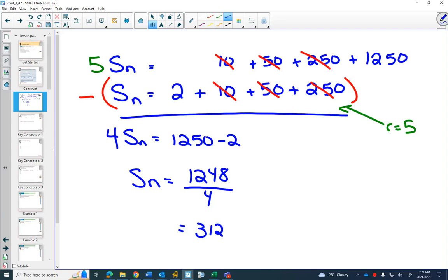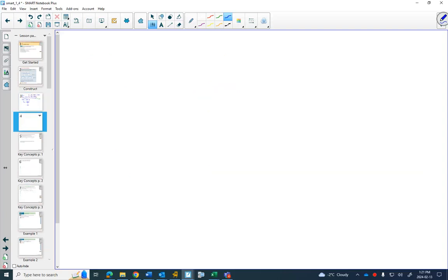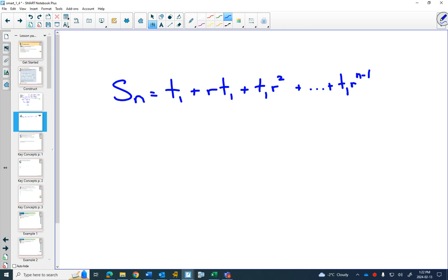To come up with a formula, we do the same thing, but in a general idea. So a normal sum starts with term 1. Then, since it's geometric, you'd multiply by r and you'd have r times term 1. Then you'd multiply again by r, right? And you would have term 1 r squared. And I'm going to write the term 1 first because that's how our formula has it. Because eventually you would get to the last term, which would be term 1 r to the n minus 1.